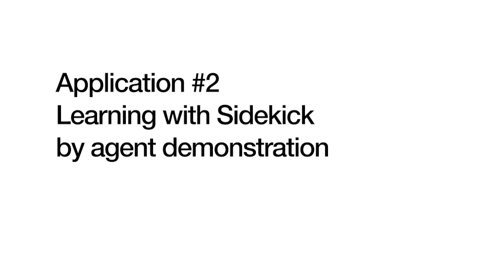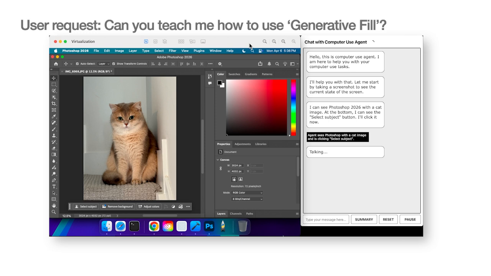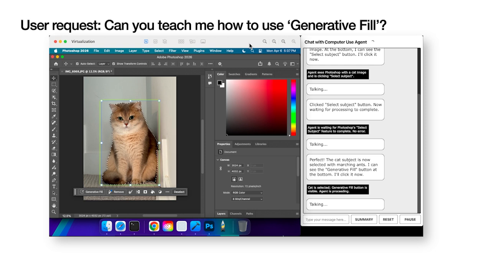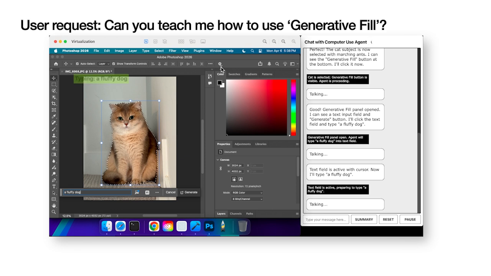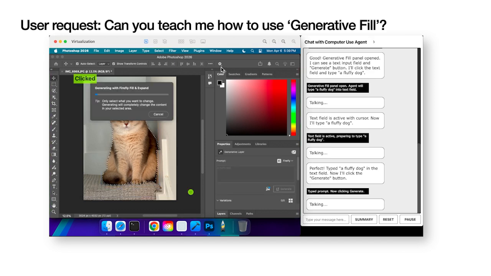Sidekick can also be prompted to teach how to use a software application while a computer use agent demonstrates it. To use generative fill on the cat, you first need to click the Select Subject button. With the cat subject now selected with marching ants, the agent will click the generative fill button. The agent will type a fluffy dog into the active text field located at the bottom of the Photoshop window to generate content based on this prompt, and will now click the Generate button.